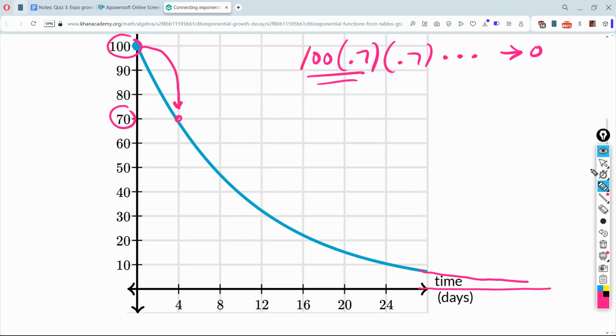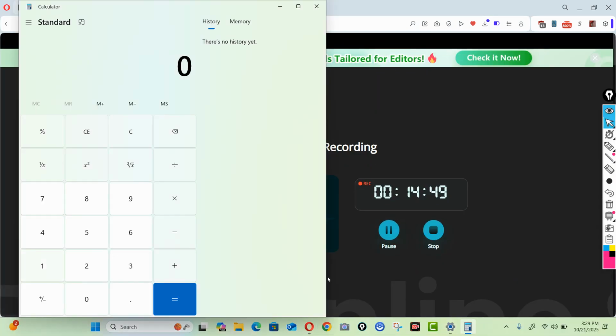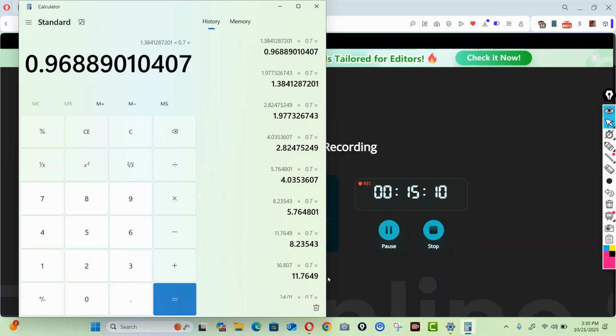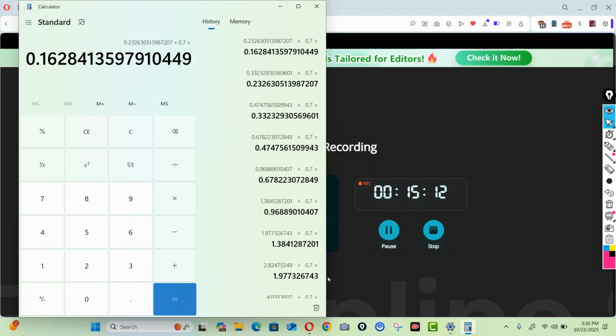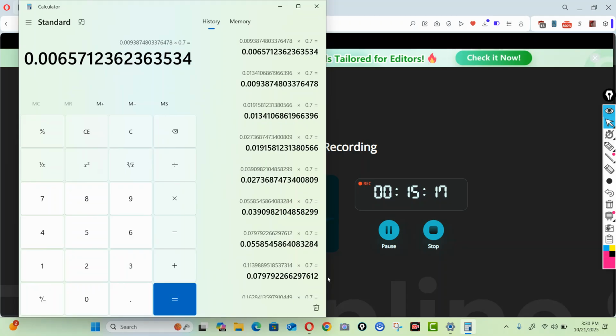Okay, if you did this on the calculator, if I could show you real quick. All right, so if I did 100 times 0.7, that would give us 70. All right, if I keep hitting equals over and over again, it multiplies by 0.7 each time. And of course, notice that number just keeps getting smaller and smaller. Okay, it's never going to go below zero. It's just going to keep getting smaller and smaller every time I multiply times 0.7. It will approach zero, but it will never reach it.